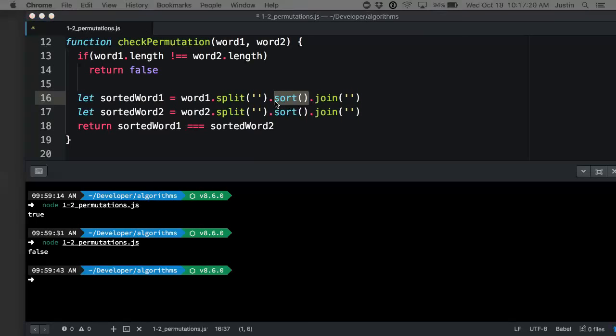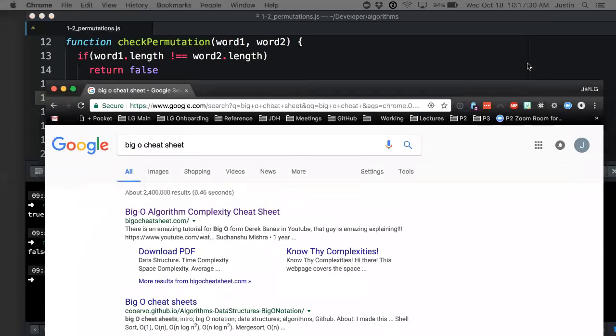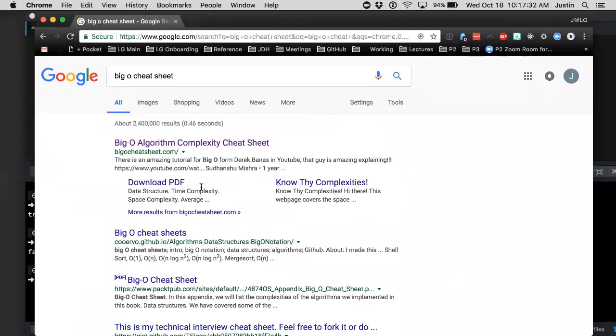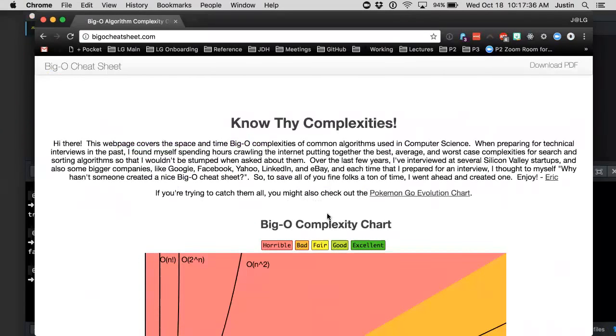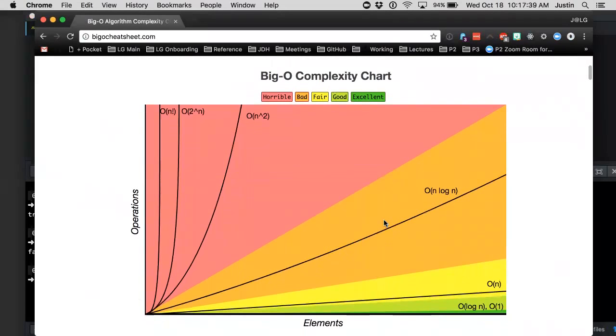Yeah, let me just show you. Is log a single set of processes? I've never known what log is. You know how you have squared? Log is like... So here's a chart of the different time complexities.